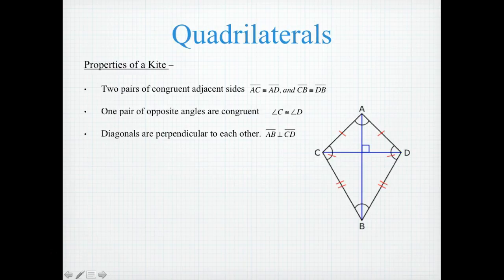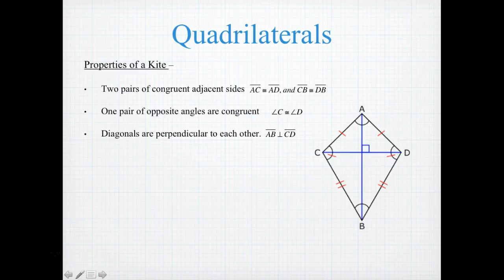Next, there is exactly 1 pair of opposite angles that are congruent. And the congruent angles are always going to be in between the 2 unequal sides. So angle C and angle D are congruent. And by unequal, the angle between unequal sides, AC and CB are not congruent lengths, and angle C is in between them. So the congruent angle is always in between the non-congruent sides.